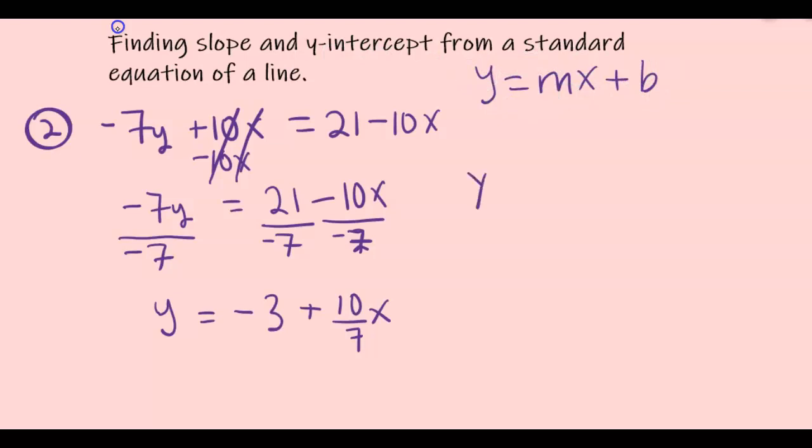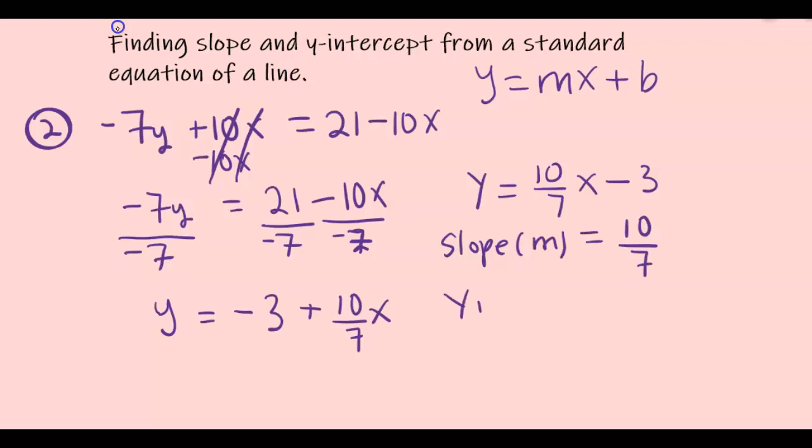So we are going to rearrange it to look like this. Write y equals, we're going to write this one first, 10/7x minus 3. So here our slope, which is m, becomes 10/7, and our y-intercept becomes negative 3, which we can write as a point, which becomes (0, -3), and we are done.